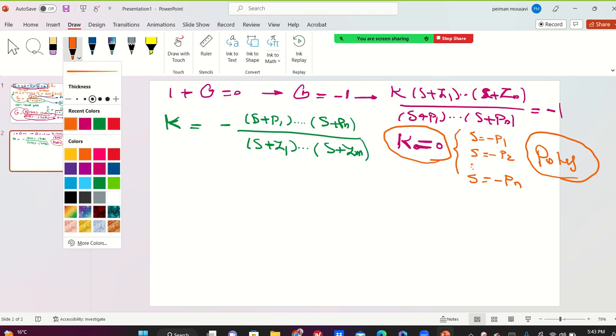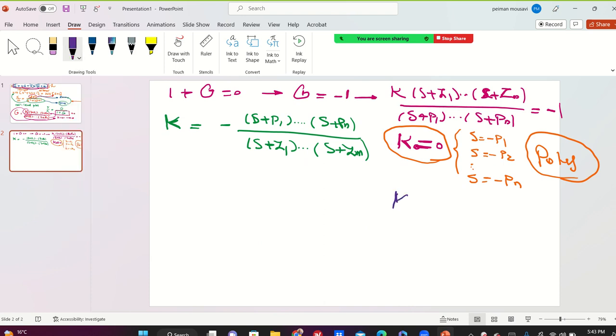So for which value of s does K become infinity? For which value of s does K become infinity?